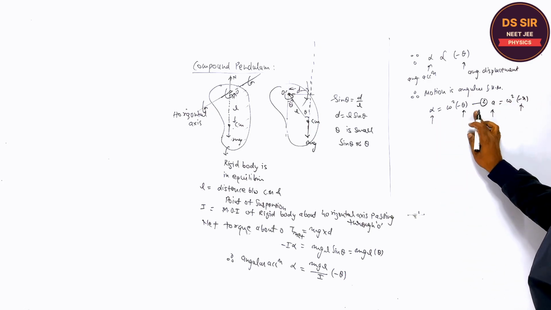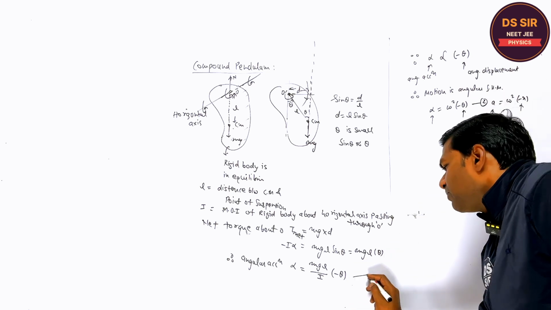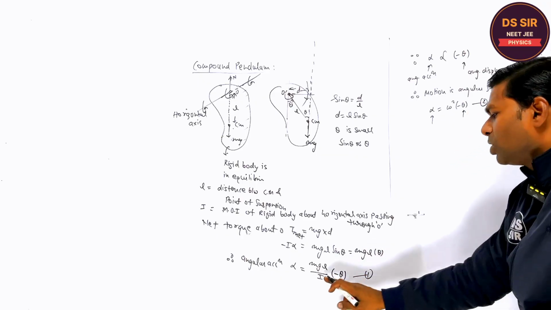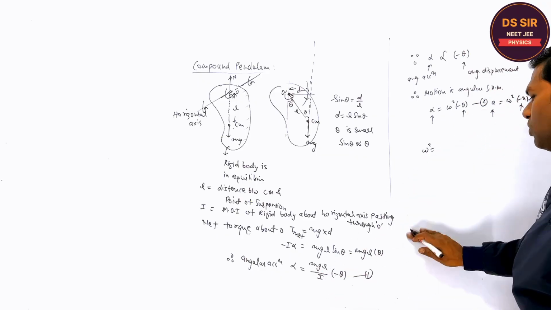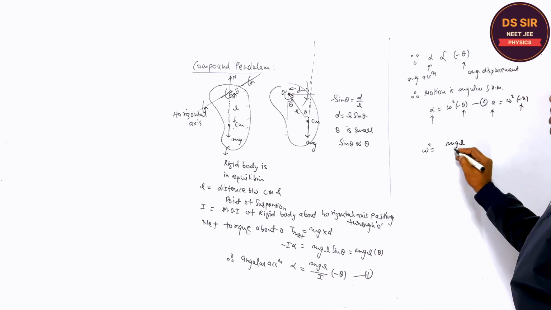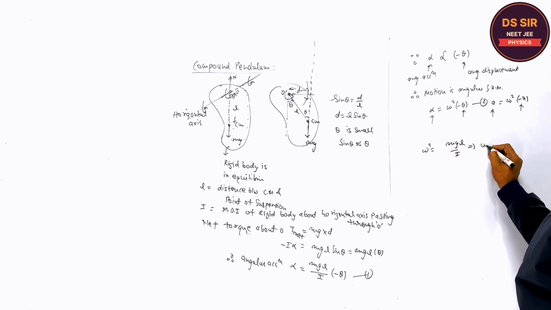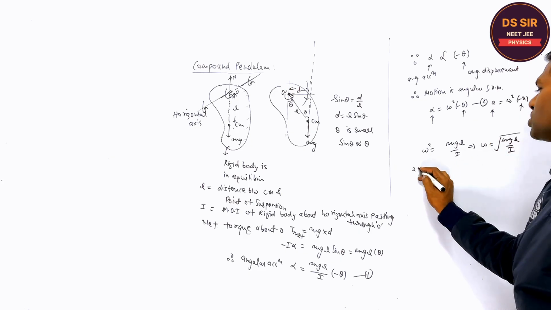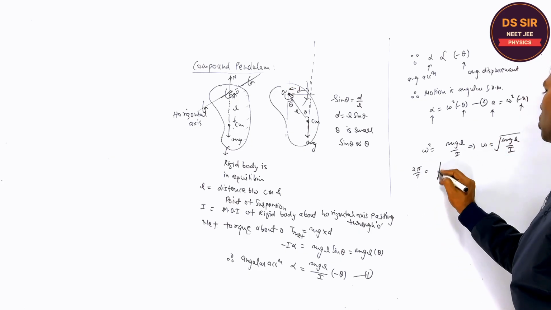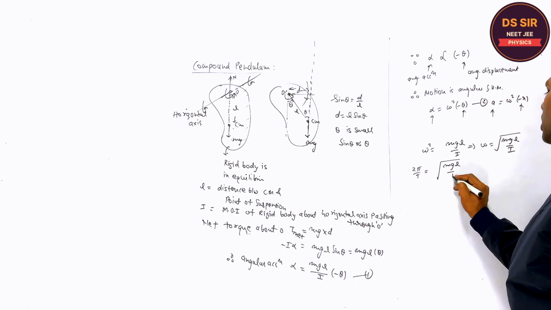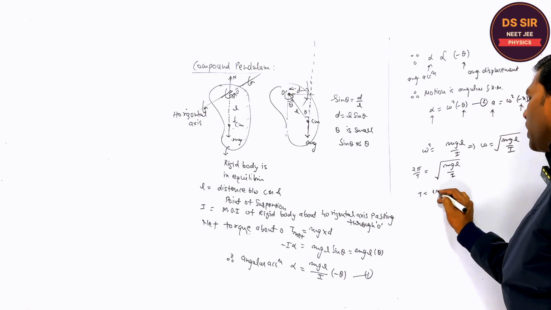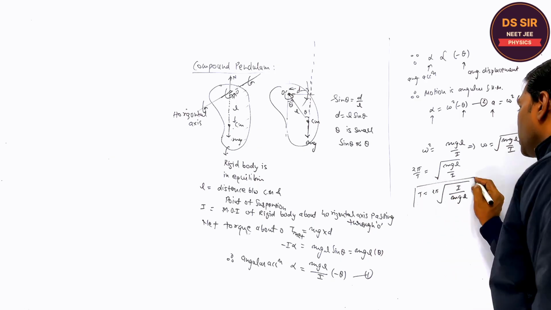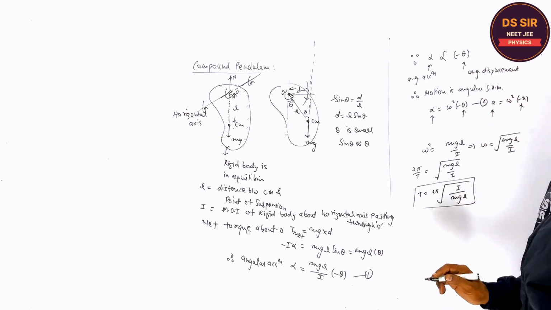This is the standard equation of angular SHM, and we have found alpha for this compound pendulum in this way. You can compare: omega square is equal to what? This is equal to mgl upon I, which implies that omega is equal to root of mgl upon I. It may be written as 2 pi by T is equal to root over mgl upon I. So T is equal to 2 pi root I upon mgl. This is the time period of oscillation.